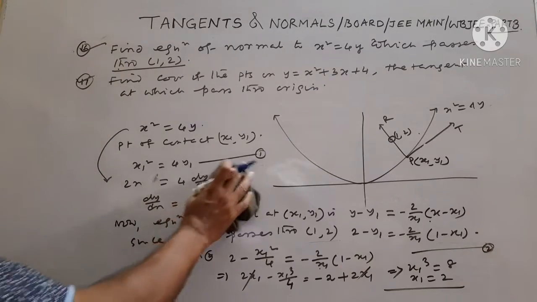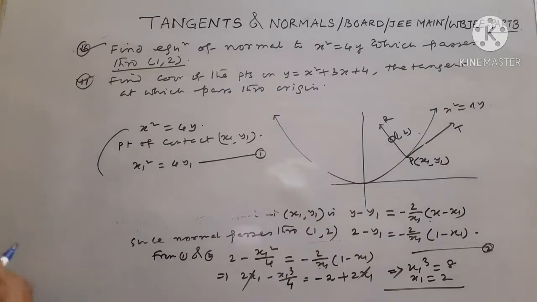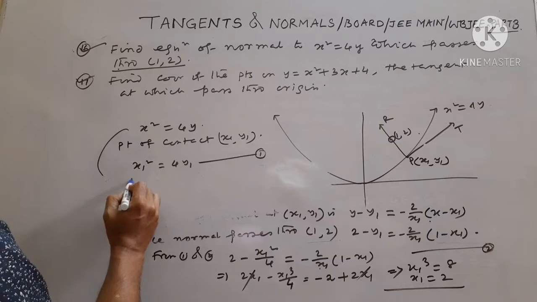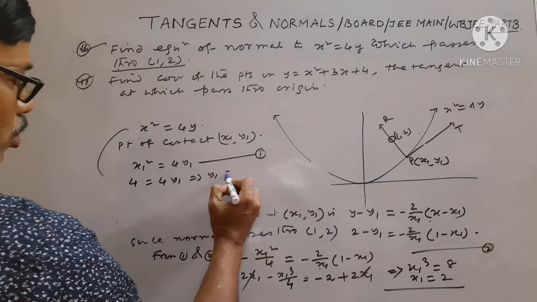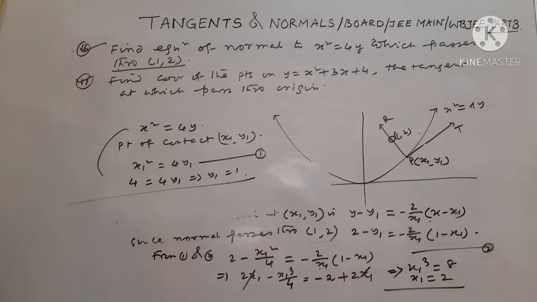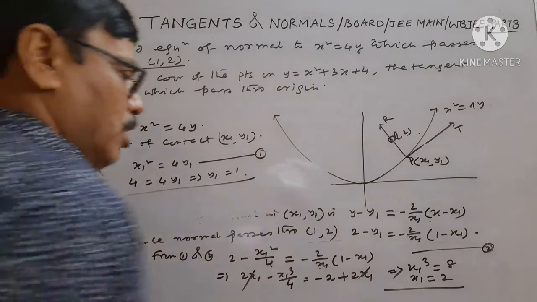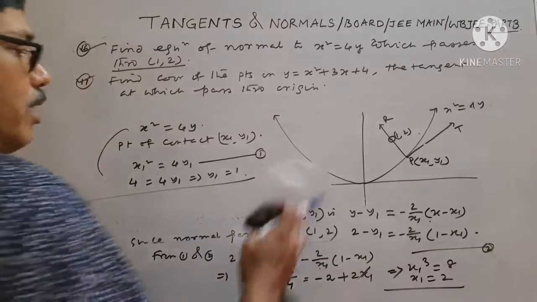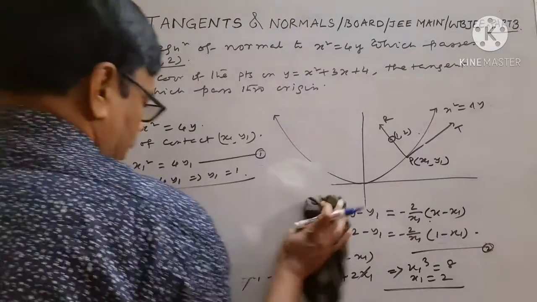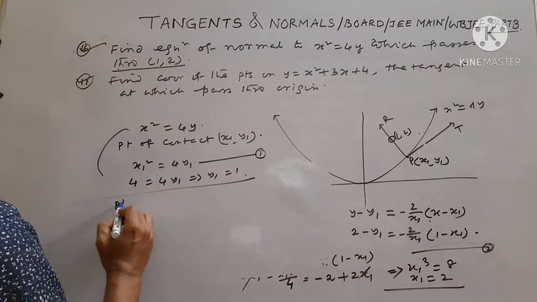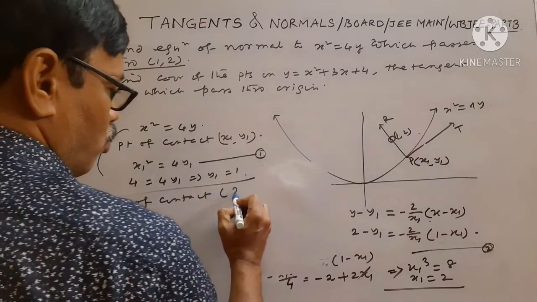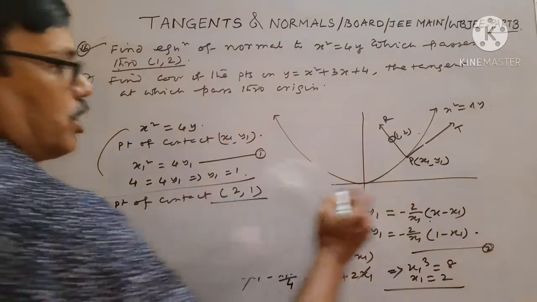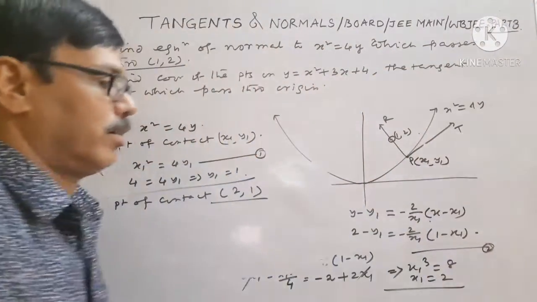Now that we have x1, what is y1? So 4 equals 4y1, so y1 equals 1. So the point of contact is (2, 1).